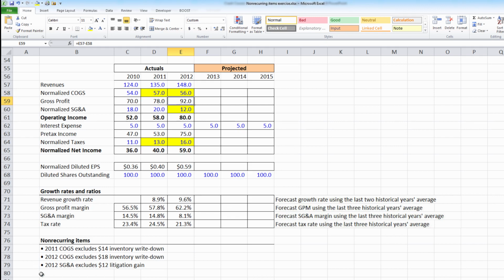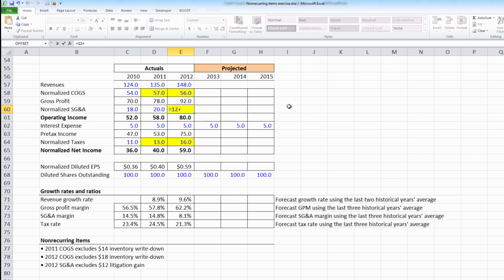But we also have, offsetting that, a litigation gain. We want to exclude that litigation gain under the thinking that it is a non-recurring item. What would the SG&A expenses look like if we were to pretend like that lawsuit windfall didn't happen?